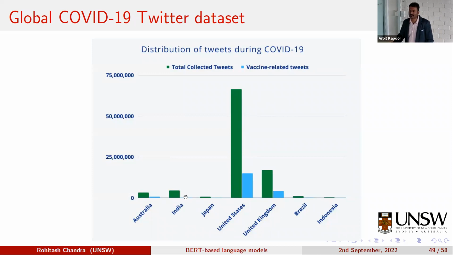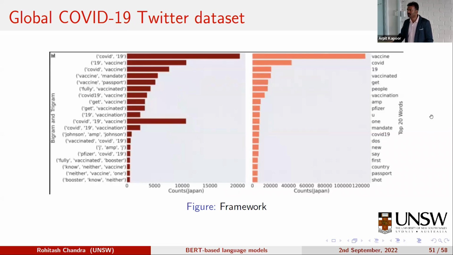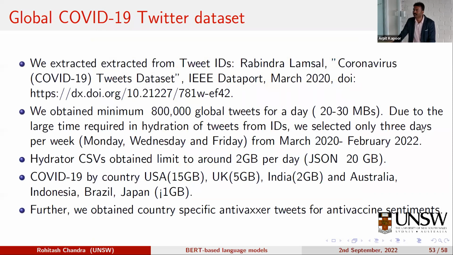India, although it's a large country, doesn't have that many Twitter users. The second largest is the UK. So these are the global tweets and tweet counts for different countries. These are all released with the data set, and the data set is released on Kaggle.